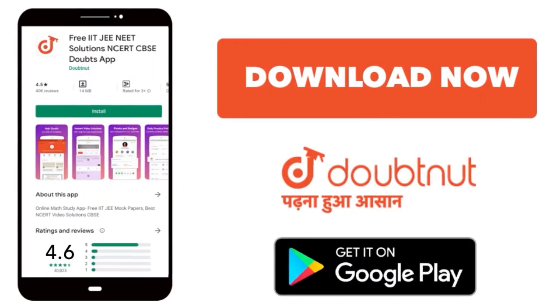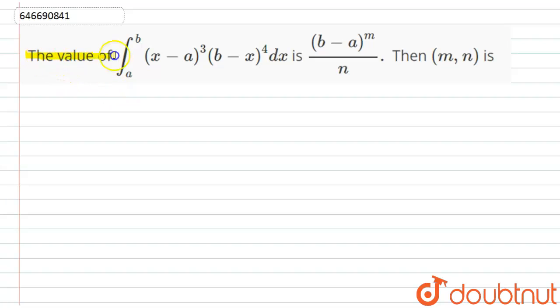Download Doubtnut app today. Hello students, so the question is: the value of integration a to b, (x minus a) whole cube (b minus x) raised to 4 dx is (b minus a) raised to m divided by n. Then we have to find the values of m and n. So let's see the solution here.